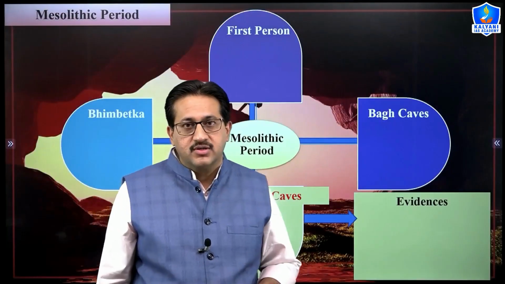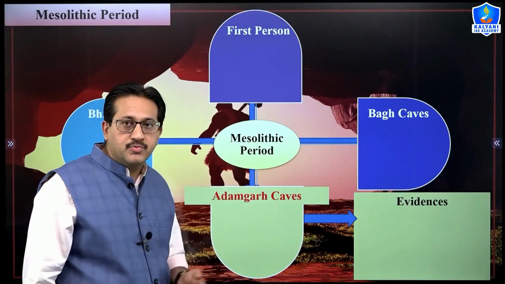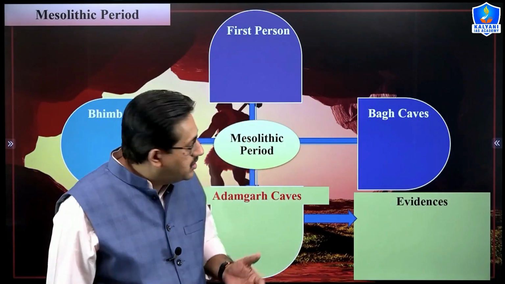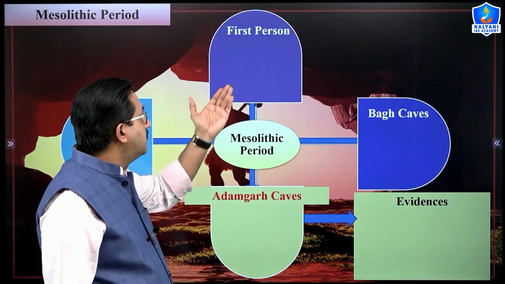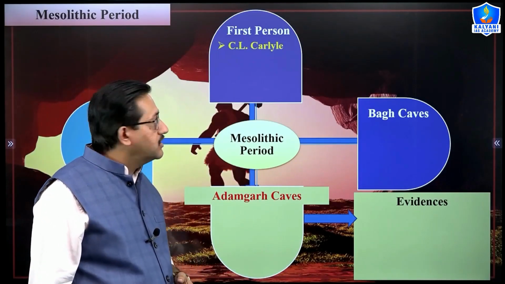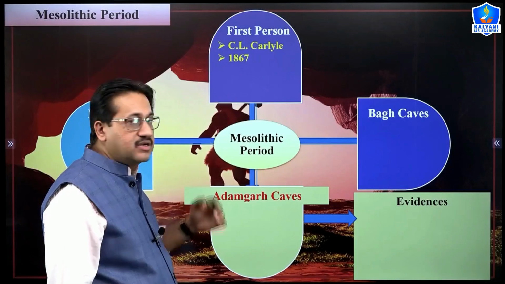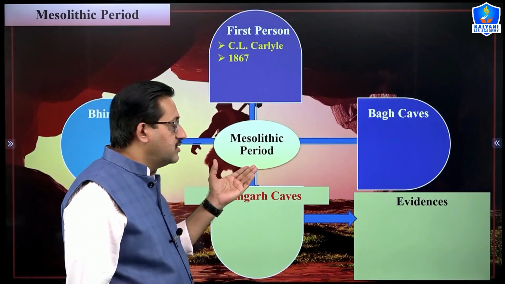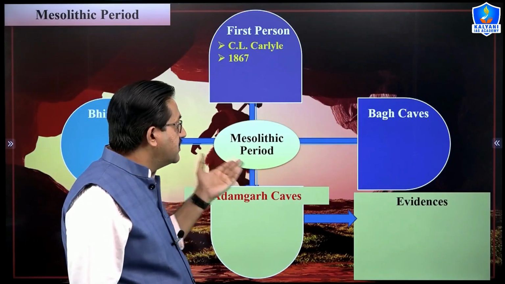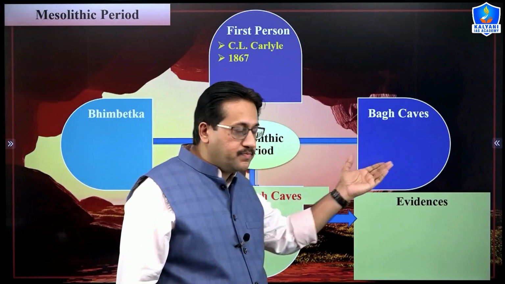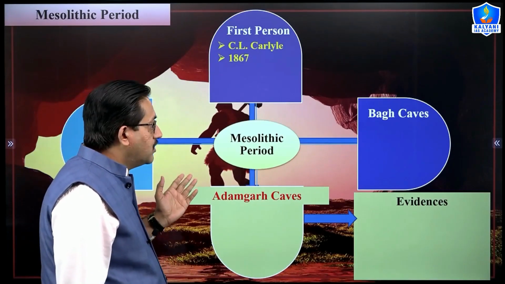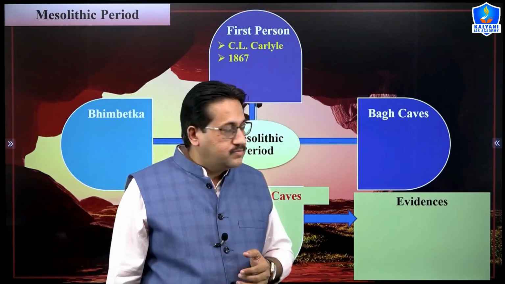Now let us discuss the Mesolithic period also. We get the very first information about the Mesolithic period from C.L. Carlyle in the year 1867 itself. The various prominent sites discovered related to the Mesolithic period were Bagh caves, Adamgarh caves and Bhimbetka caves. Now let us discuss one by one.